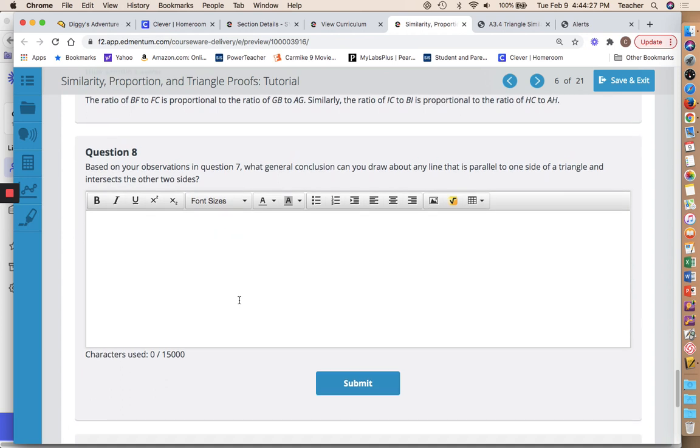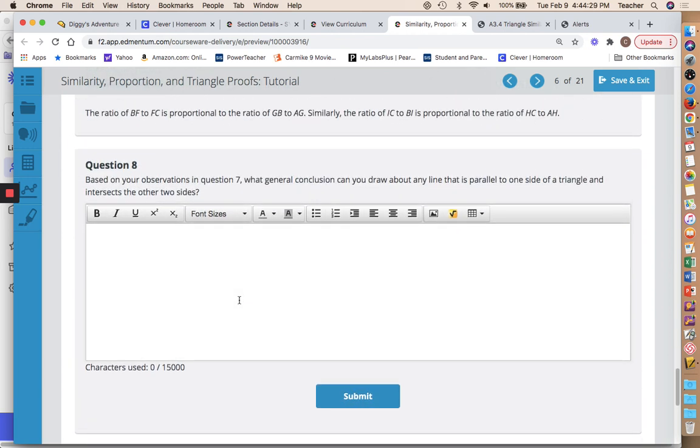All right, question 8. This is the last one. Yay! Based on your observation in question 7, what general conclusion can you draw about any line that is parallel to one side of a triangle and intersects the other two sides? Well, I've said it once, I'll say it again. Sides of similar triangles are proportional.